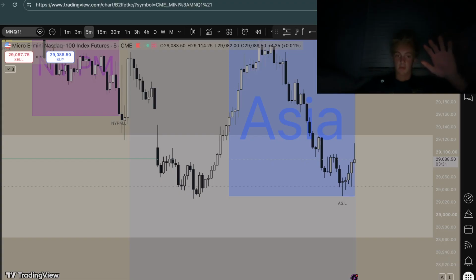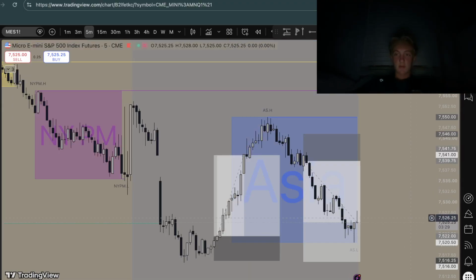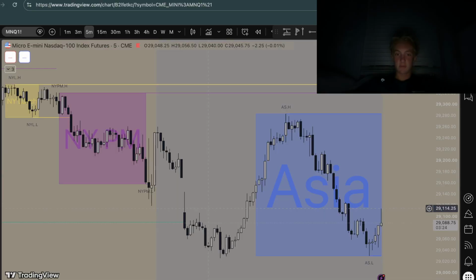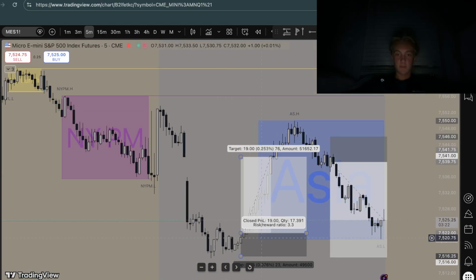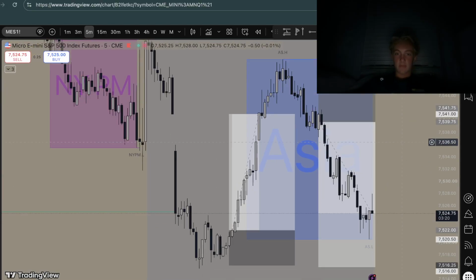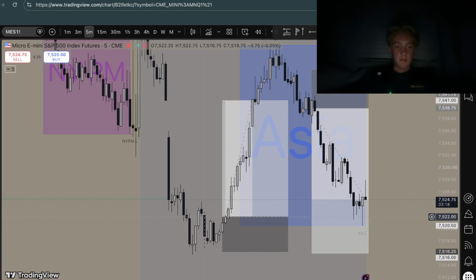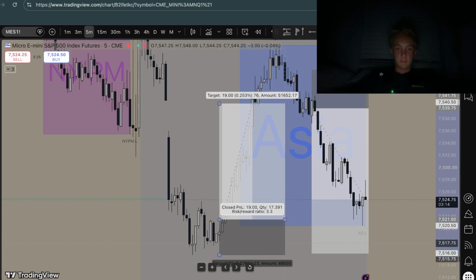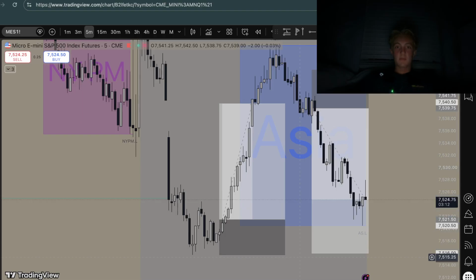trade on NQ. I took it on ES. Why? Because SMT at these lows, ES did not take out these lows as NQ did. So then that's when I take the 5 minute inversion right here. And then, oh shit, didn't mean to do that. Take the 5 minute inversion and then target the new day opening gap.